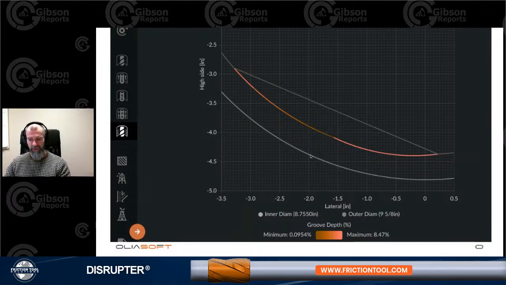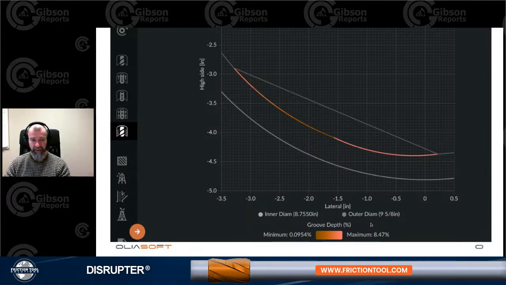So by using more information from the torque and drag analysis, we can actually get a more accurate maximum wear groove depth. And in this case, it changed by 1.5%, which basically is a bit.